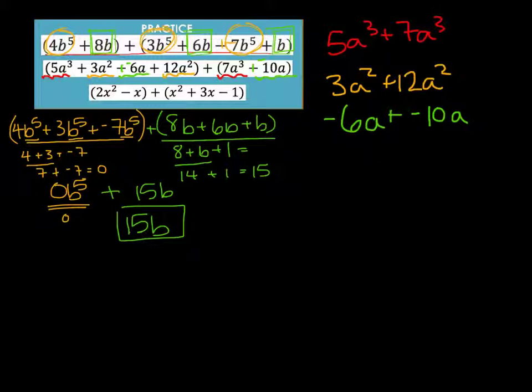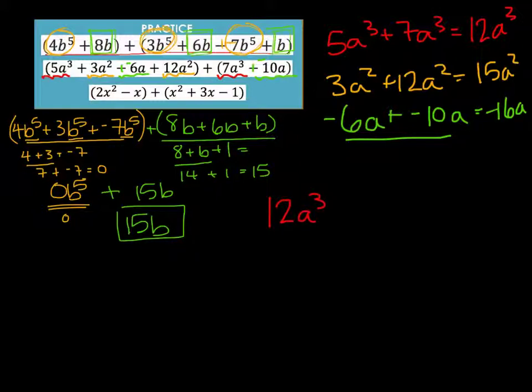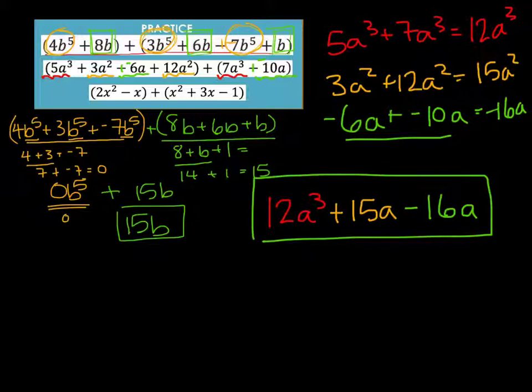So let's do the math for these. 5a to the third plus 7a to the third is 12a to the third. The yellow part, we have 3a squared plus 12a squared. We have 15a squared. And our very last bit, we have negative 6a plus a negative 10a equals negative 16a. So all of this can be rewritten as 12a to the third plus 15a squared minus 16a in standard form.